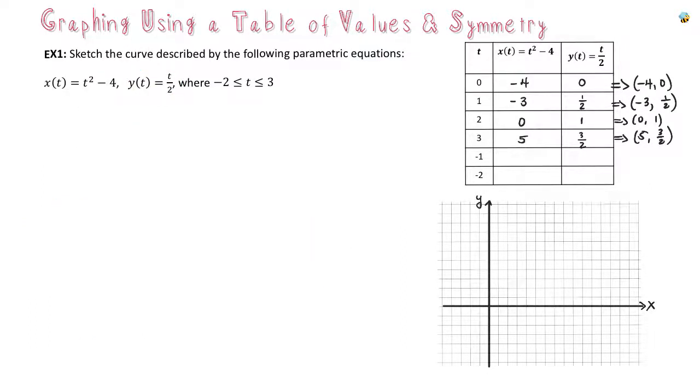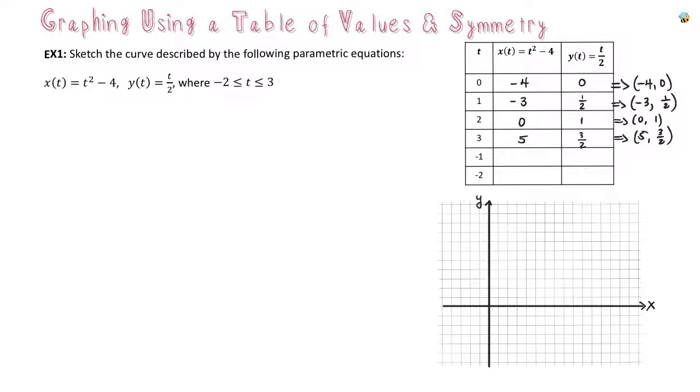Now I can continue in the same way, plugging the value of t, negative 1, into my parametric equations, and I can get my other point here. And t is equal to negative 2, same thing. I plug negative 2 into here, and I get my last point. But I also want to show you how to think a little bit more efficiently, and that is by using symmetry. Sometimes using symmetry can really help you determine the shape of the graph in a more efficient way.